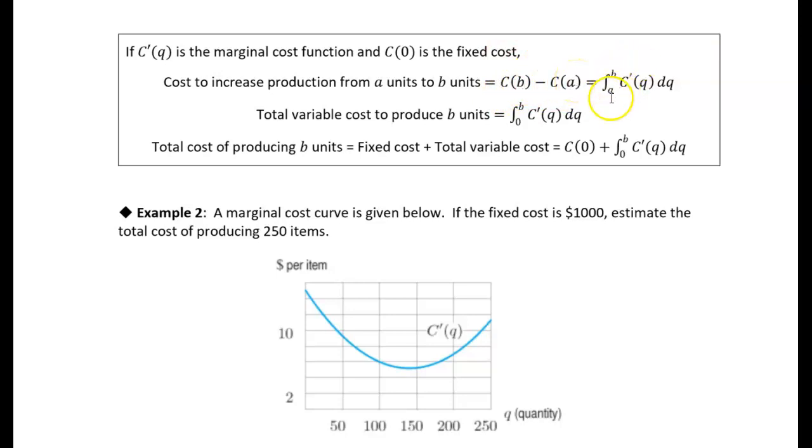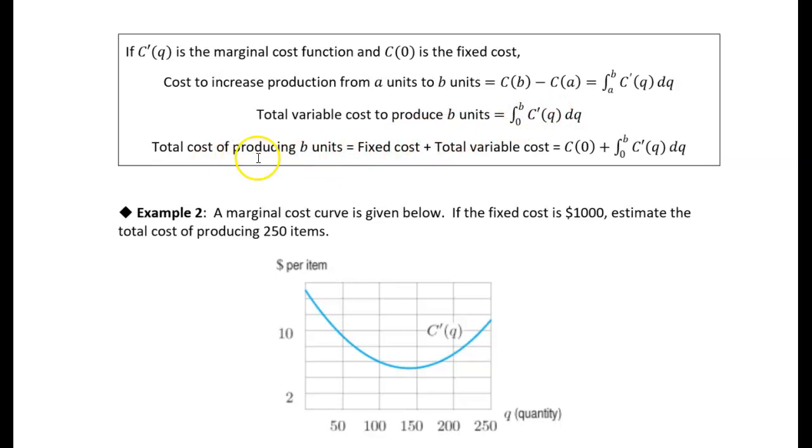And using the fundamental theorem of calculus, we can take the integral of the marginal cost. The total variable cost is that integral. The total variable cost to produce B units is the integral from 0 to B of that marginal cost.